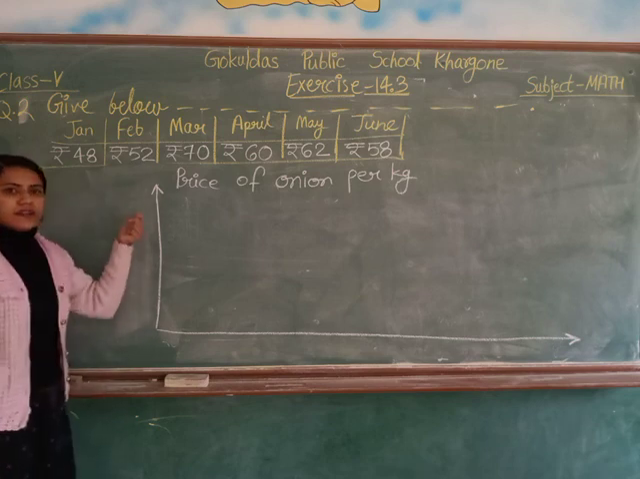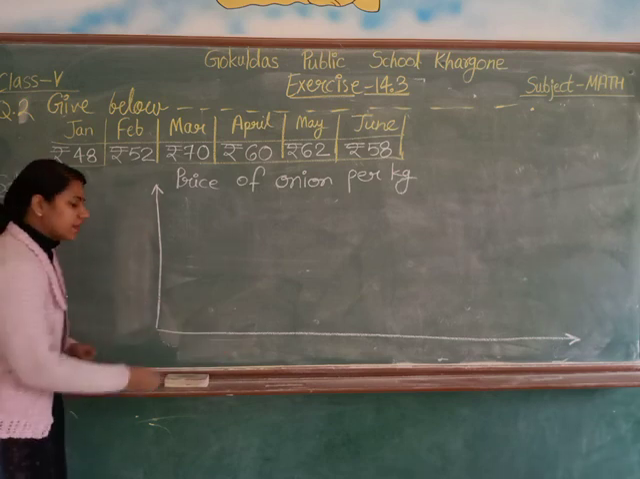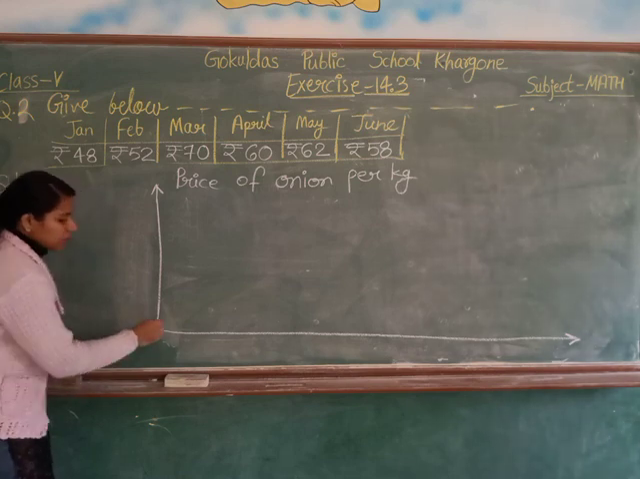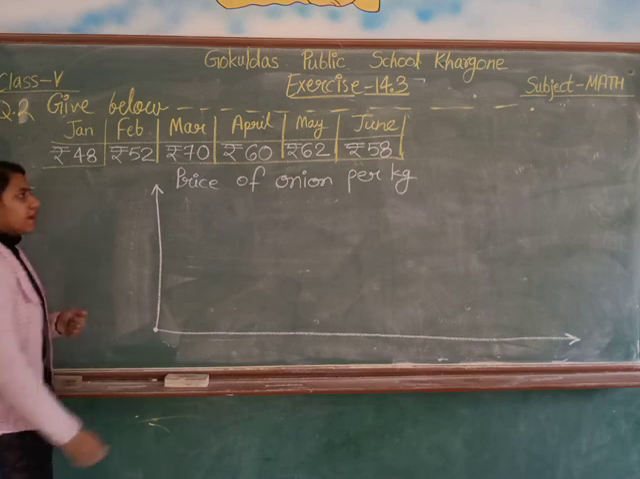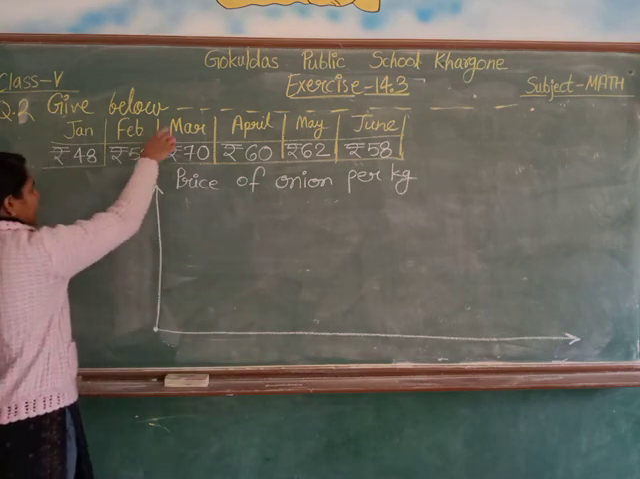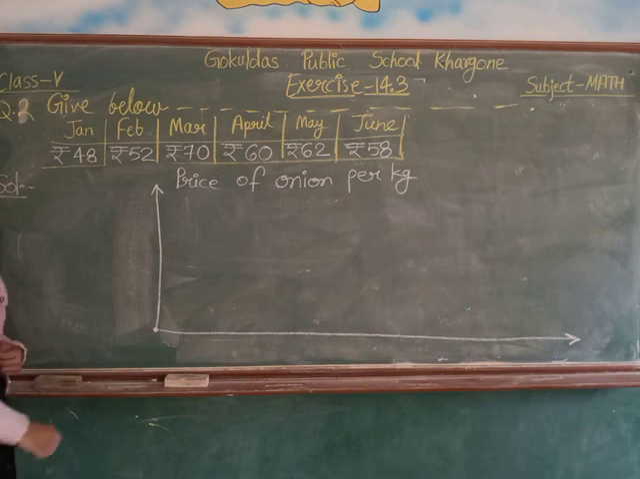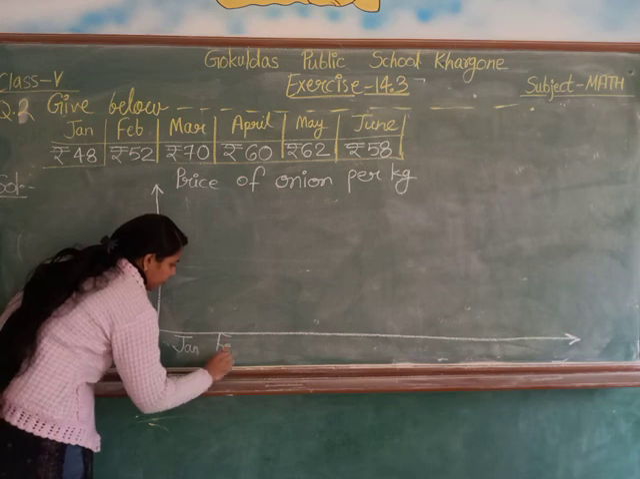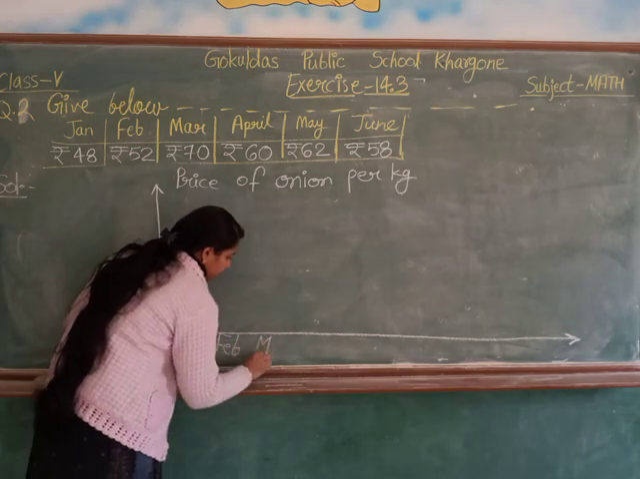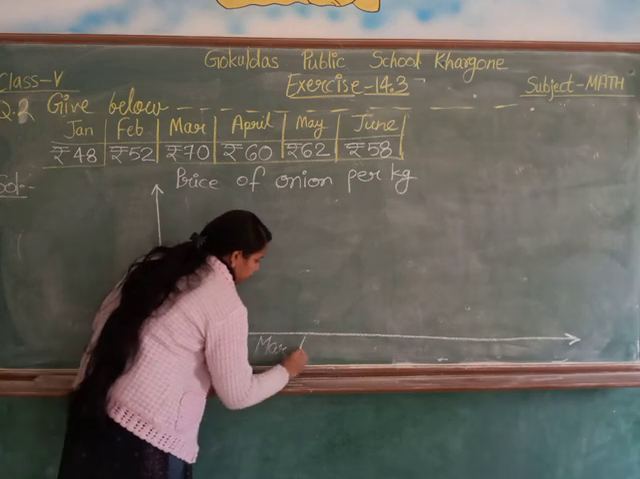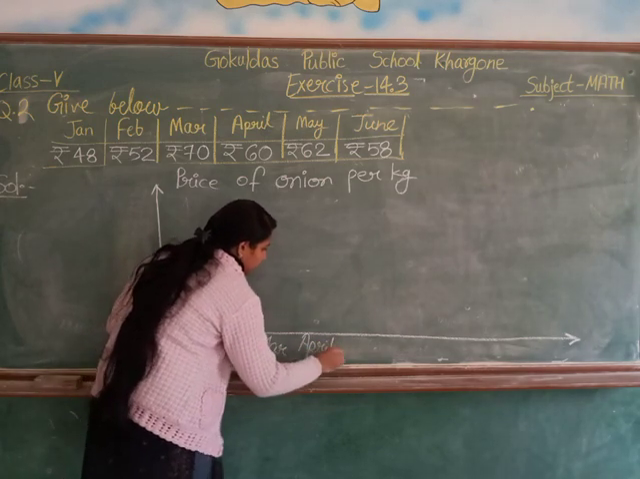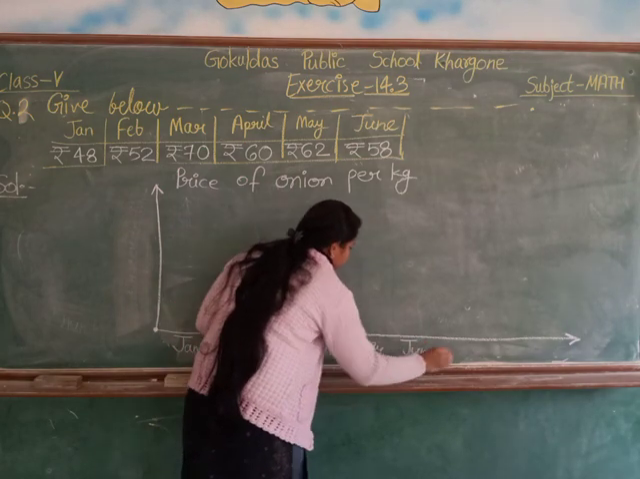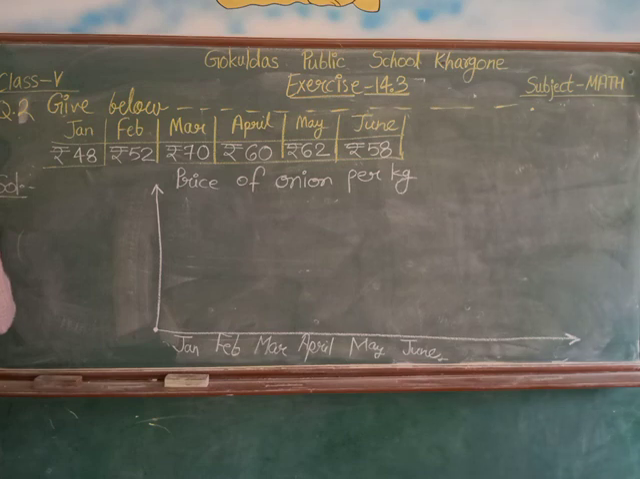On the graph paper we will draw a vertical line and one horizontal line with the help of a pencil and ruler. We will mark a meeting point of both the lines. Now on the horizontal line we will write the timings. January, February, these are timings of the year. Jan, Feb, March, April, May and June. Okay, I have written the months.